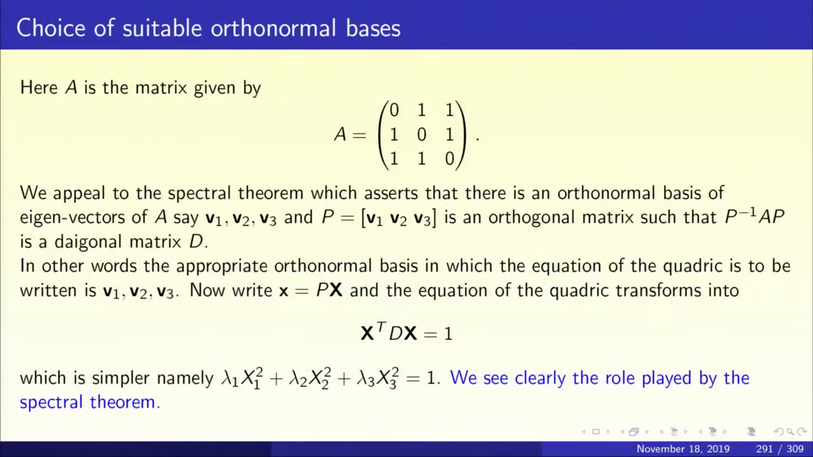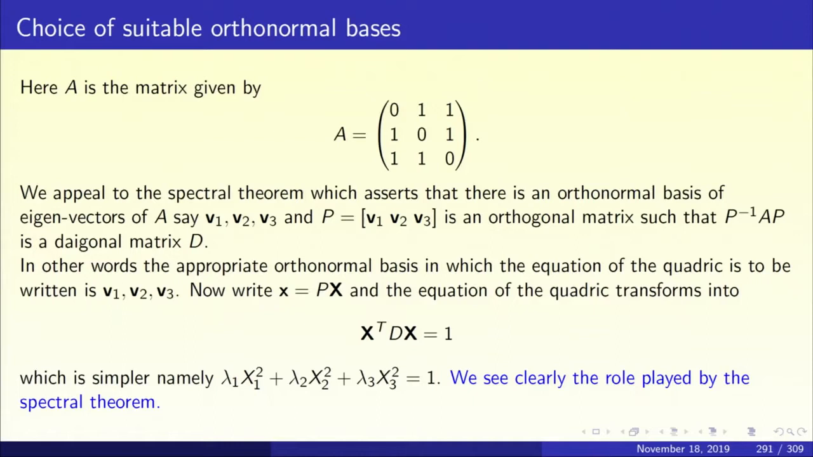What is this 3 by 3 real symmetric matrix? You see that on the slide. A is the matrix 0, 1, 1, 1, 0, 1, 1, 1, 0. So multiply x transpose Ax and you will check that you get 2xy plus 2yz plus 2zx. Now we appeal to the spectral theorem.